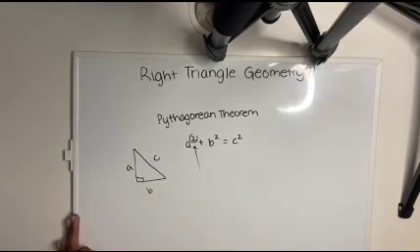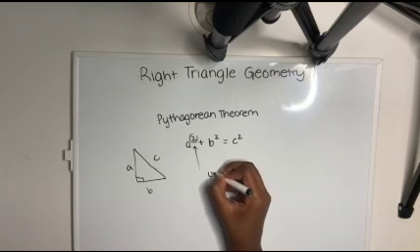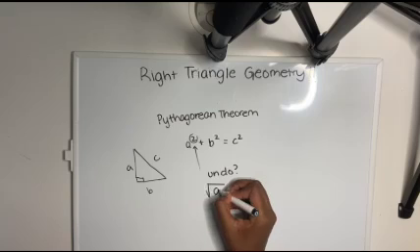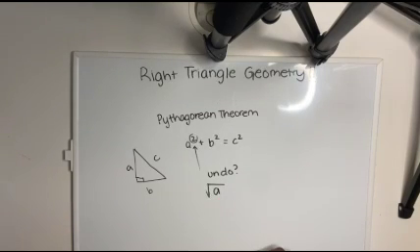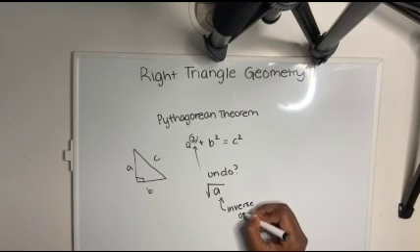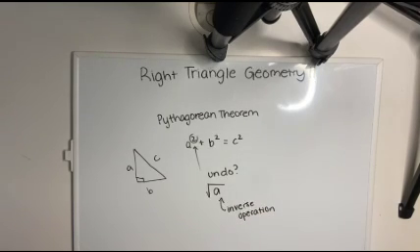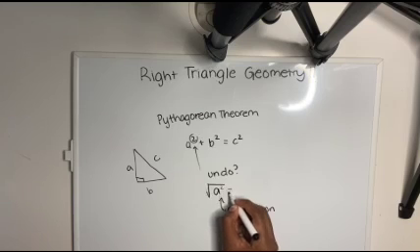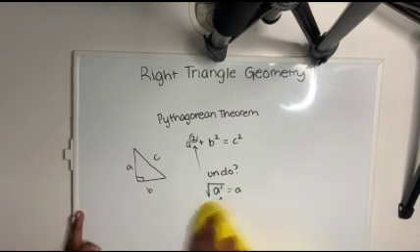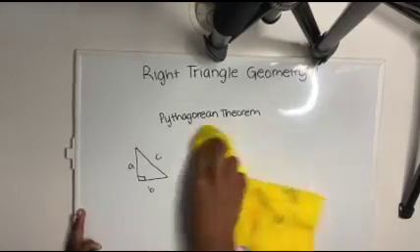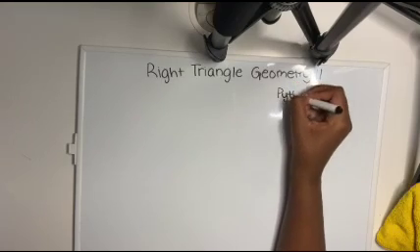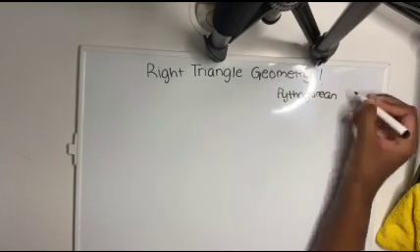When solving for one side of the triangle, you're going to have to undo the squaring. And how do you undo that? You undo it by doing a square root. And square rooting just essentially means finding the number that was multiplied by itself. The square root of a squared would be a, for example. It's the inverse operation. I'm going to keep the Pythagorean theorem in the right-hand corner so that we can refer to it later on.